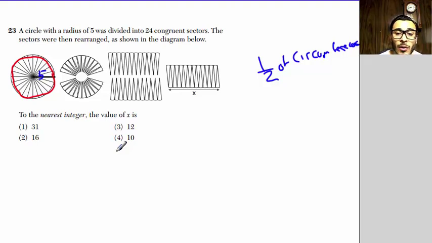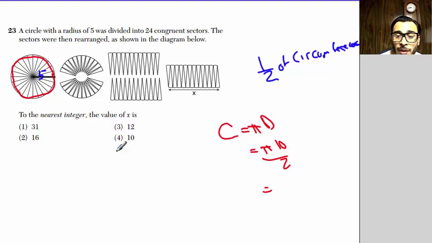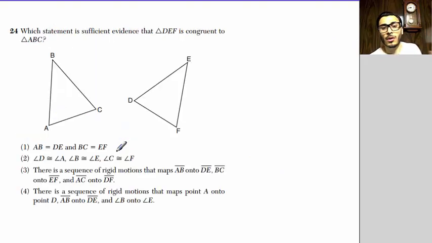So this problem is really just saying find half of the circumference. The circumference is pi times the diameter. Half of the circumference means we do pi times the diameter divided by 2, because we want half the circumference. So that's going to be 5 pi. 5 pi works out to what? 5 times 3.141592 and so on. It's 15.7, so the answer is choice 2.